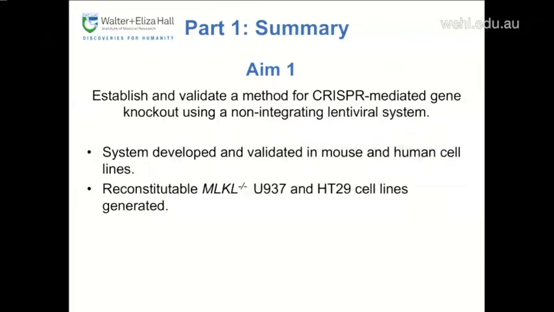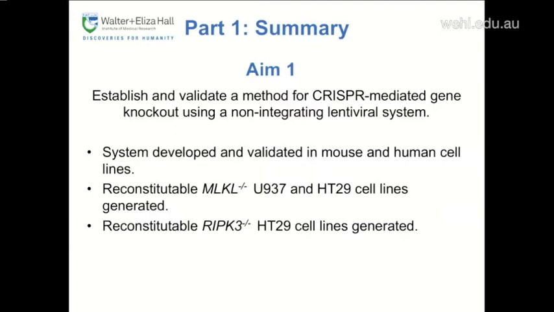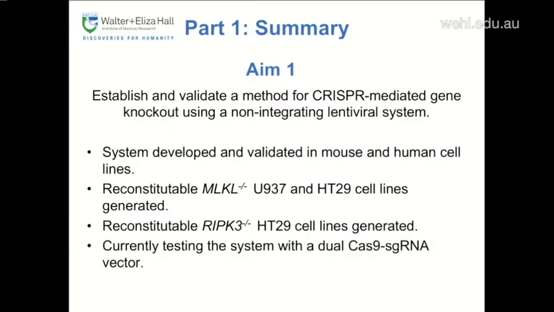Reconstitutable MLKL knockout cell lines were developed. Since then, I've also got reconstitutable RIP3 HT29 cell lines, and we're also testing the system with a dual Cas9 guide RNA vector. So hopefully eventually the cells will have no guide in them and no CRISPR, no Cas9, so no nuclease in them as well, which would be great.